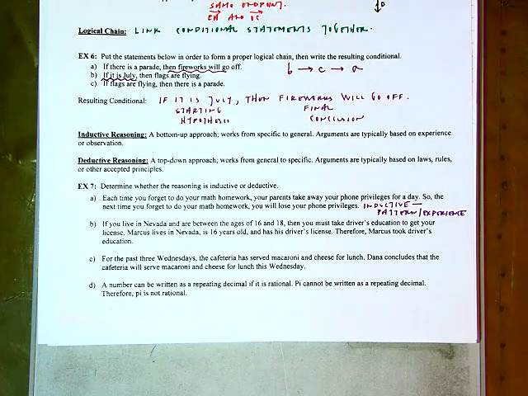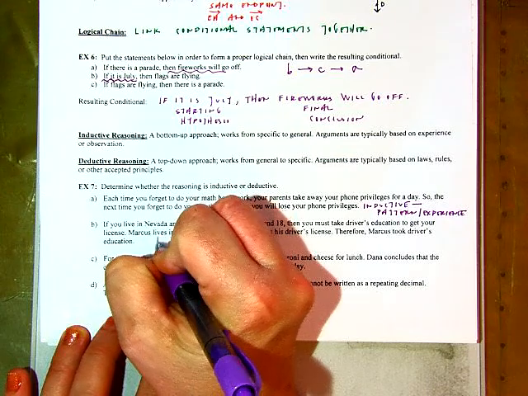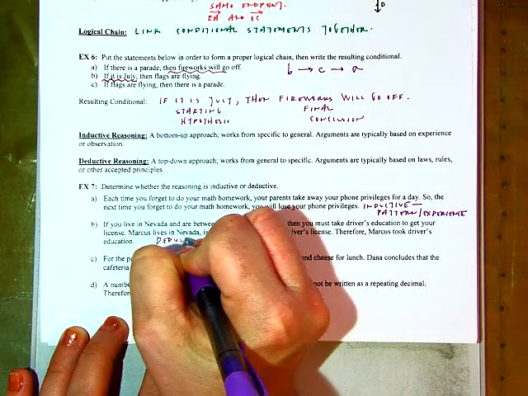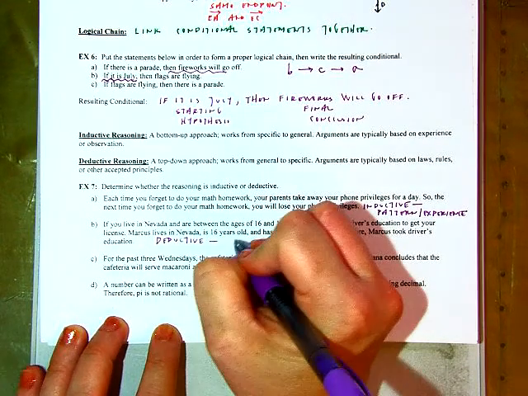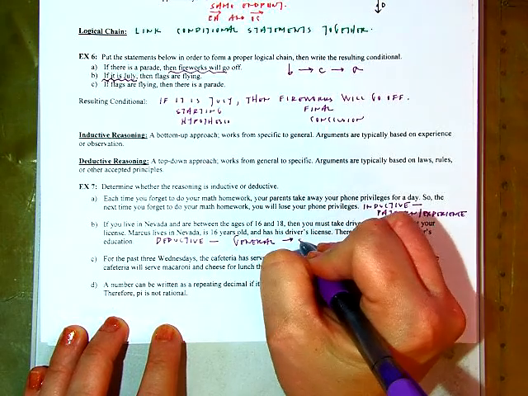Okay, next one. If you live in Nevada, you're between the ages of 16 and 18, then you must take driver's ed to get your license. So it's a nice broad general statement. Okay, Marcus lives in Nevada, is 16 years old. He has his driver's license. Therefore, Marcus took driver's ed. So this is working from something very general to specific. So this is deductive reasoning. So general to specific.